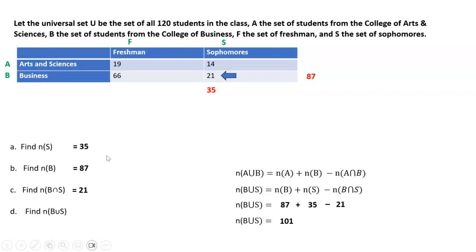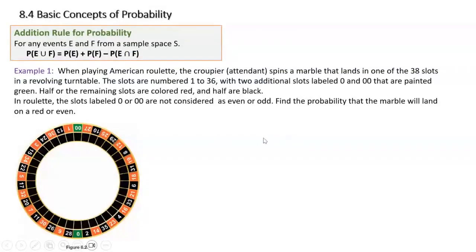Or you can do it without the formula. Again, if it says the number of business union S, business will be 87 and the sophomores will be 35. But the 21, you don't count it again because it's already been counted. So it's going to be the 87 plus the 14, which is the same thing as 101.